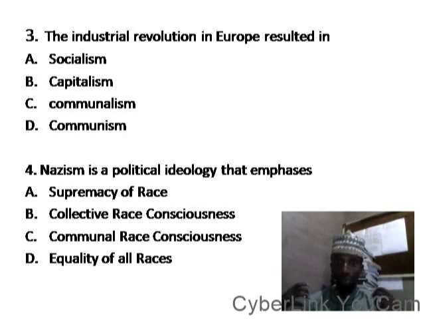But the advent of modern science that later produced technology transformed that society from feudalism to capitalism. The correct answer is capitalism. The correct answer is what? Capitalism.